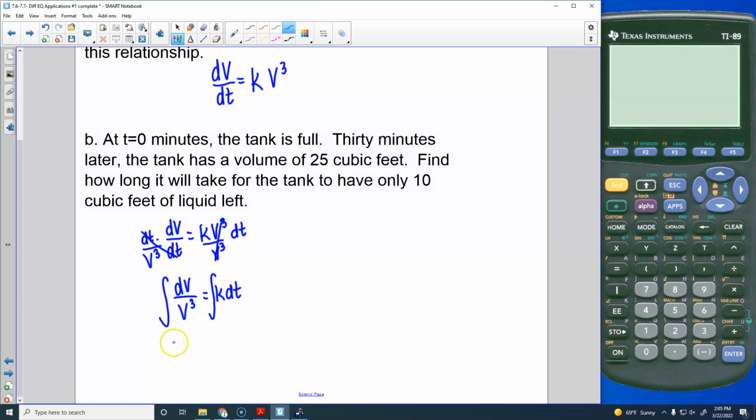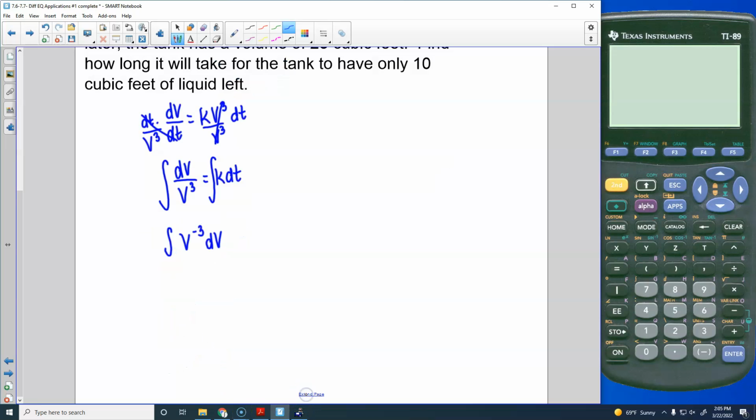Oh, I was so hoping somebody would say natural log. All right, so if that was dV over V, it would be natural log. You would be exactly right. But that's V cubed. So we want to think of it like this: V to the negative 3 dV. Think of it with negative exponents. It was in the denominator, so we move it up to the top so that it's a negative exponent. Then we can just use the power rule for it.